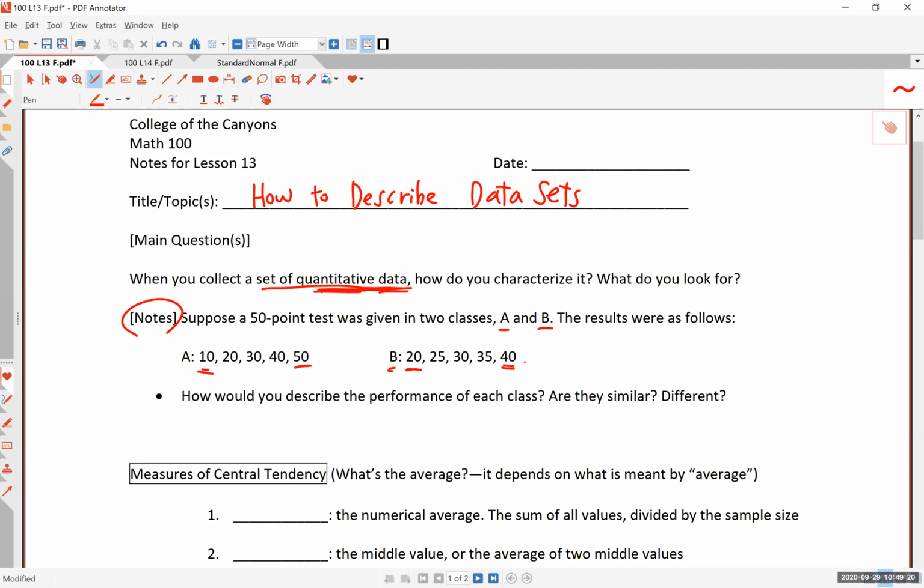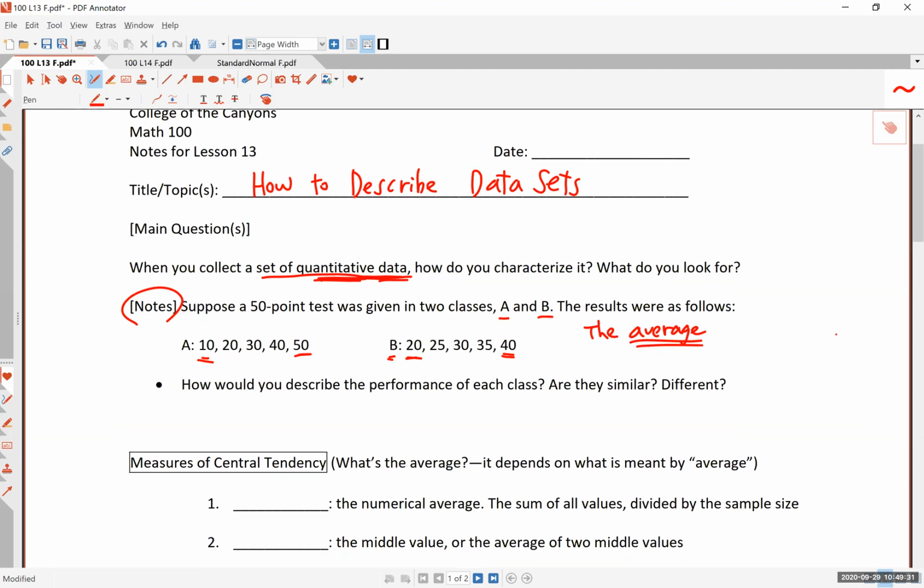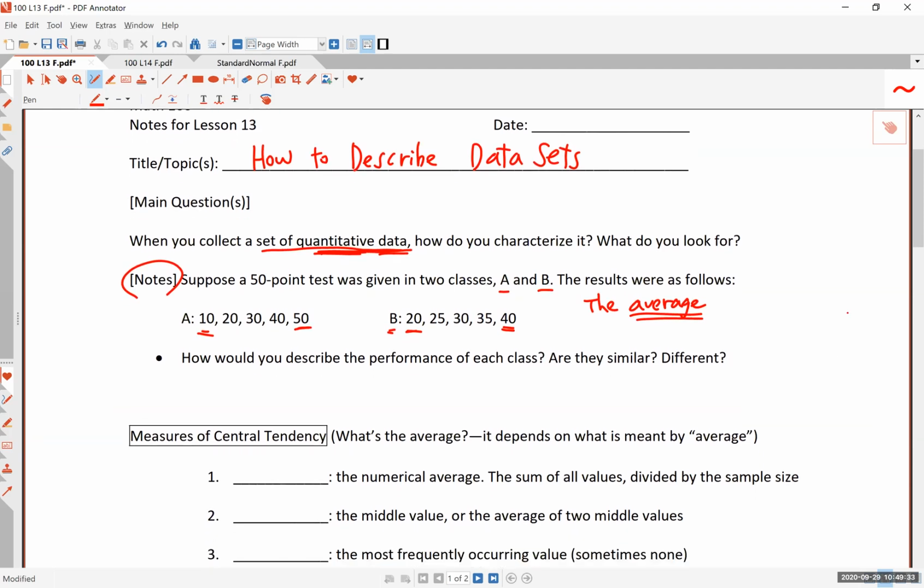Probably the first thing you look for is the average. Even this word average could mean different things to different people. It depends on which average you are using. We'll be talking about three things that represent this idea of a central tendency, like the average. But the numerical average is the sum divided by the number of numbers.